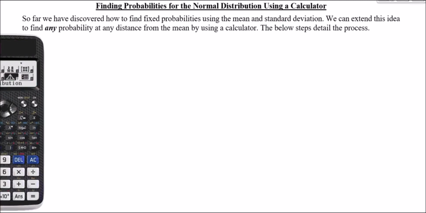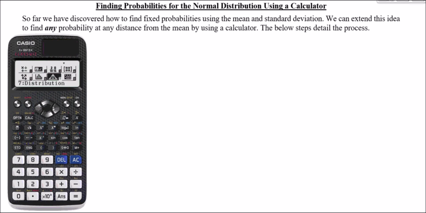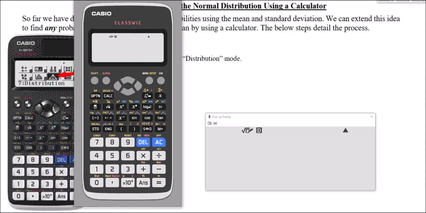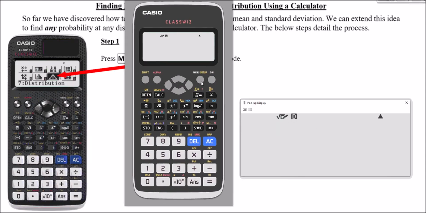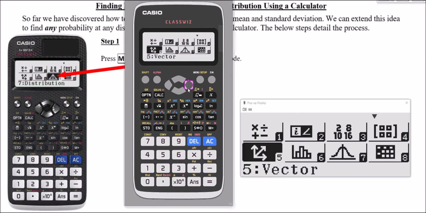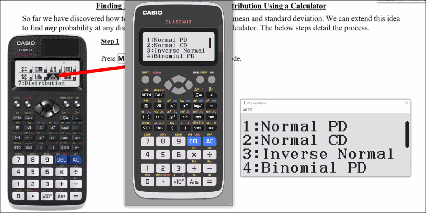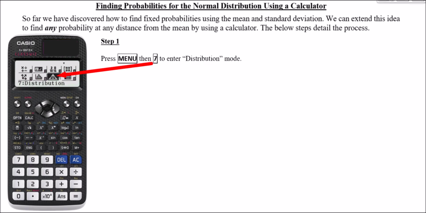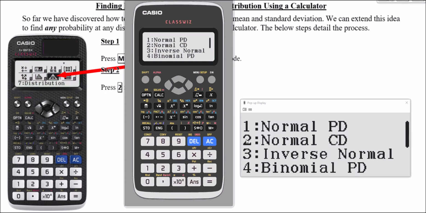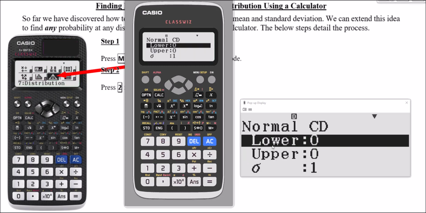So first of all, you need one of these. Your first step, obviously, is to switch it on, but I'm assuming you could have guessed that. So step 1, we press menu, then 7 to get into distribution mode. I'll do this live as well. So menu, then we press 7, which is distribution, like you can see here. Then you should have this menu. So next step, on that menu we press 2 to get normal CD. You then have this screen here.